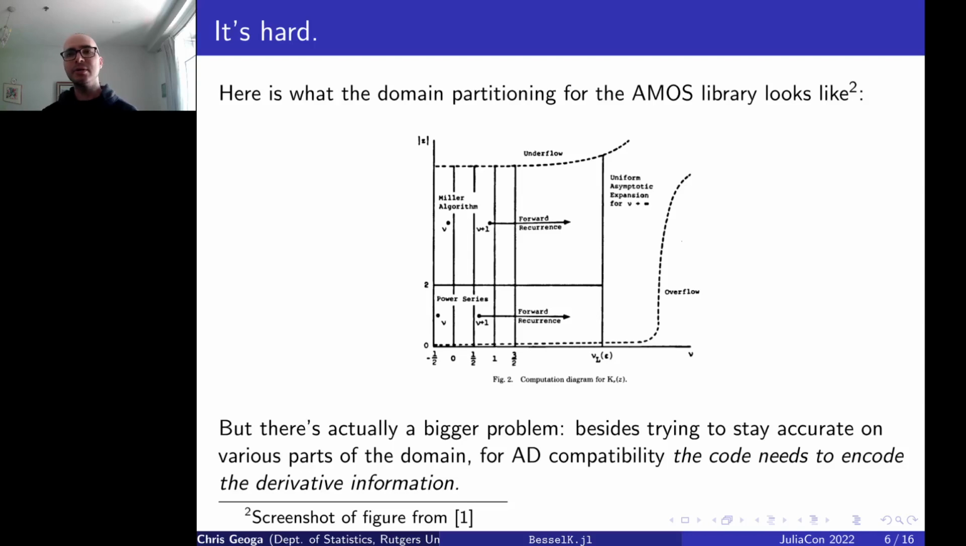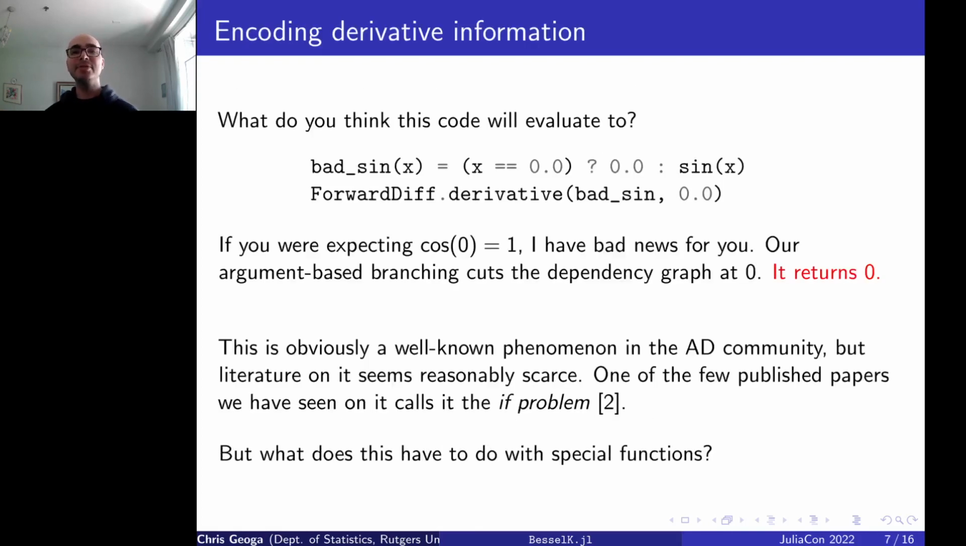The first hurdle is, of course, that for any special function implementation in general, you have to cut up the domain, and different numerical strategies work well in different places. So you've got to do that. Here's a diagram from the Amos paper, for example. But there's kind of a new problem that we want to deal with that older libraries didn't really have to deal with, which is that the code needs to encode the derivative information. This is the general problem that I'm hoping will be appealing to people beyond the fans of K_nu.